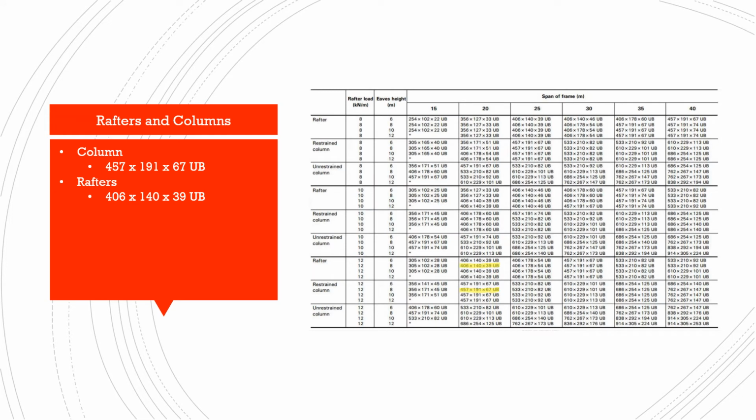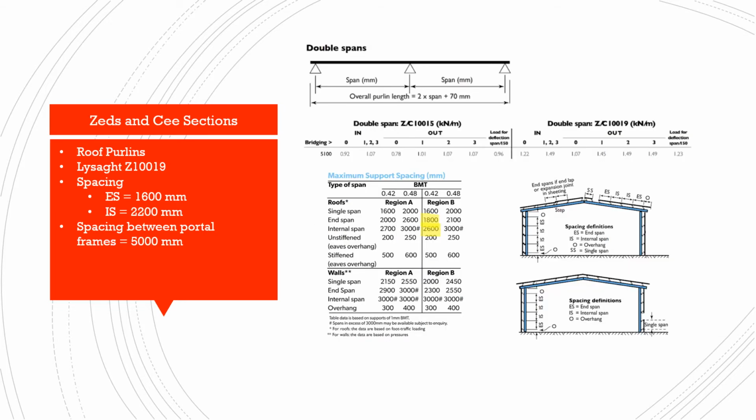To meet the design criteria of 8m eaves height, 12 kilonewtons per meter rafter load and 16m span, a 406 by 140 by 39 UB was chosen for the rafter, with a 457 by 191 by 67 UB chosen for the column. For the roof purlins, the Lysaght Z10019 was chosen with internal spacing of 2200mm and end spacing of 1600mm. These spacings needed to be less than the highlighted values in the maximum support spacing table. Additionally, it was chosen that the portal frame spacing should be 5 meters, which met the criteria for the maximum purlin length across a double span.